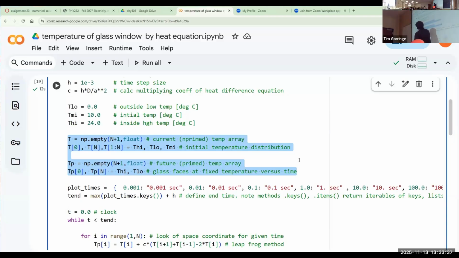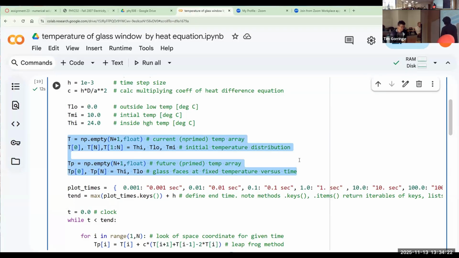I set up the initial condition for the window. Remember, on the inside, it's at the high temperature. On the outside, it's at the low temperature. And everywhere in between, from one step away from the warm inside to one step into the window away from the cold outside, this slice is at the middle temperature to start with. So this is just the starting point: the glass is hot, warm, and then cold.